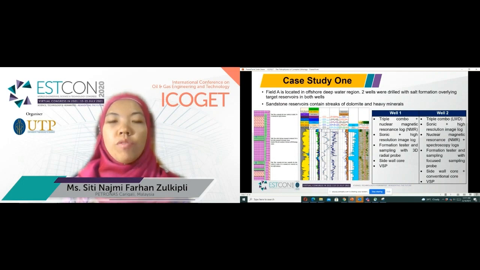the list of data acquisition that has been conducted, such as the triple combo logging, sonic and image data, elemental capture spectroscopy log, NMR logging, vertical seismic profiling log, and also sidewall core data. In well number 2, a total of 43 meters of conventional core barrels was also acquired.